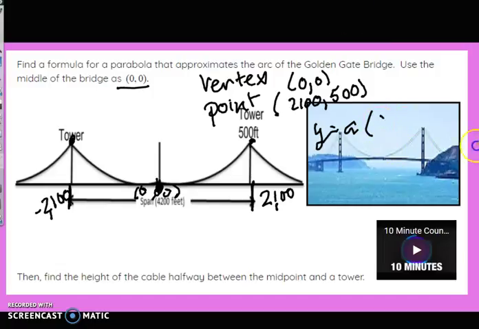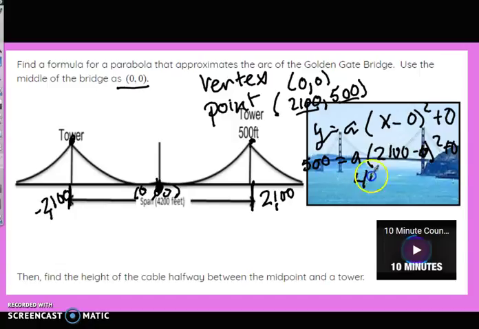Okay, what's my h value? 0. What's my k value? 0. Okay, so now I just need to plug in this point, right? So 500 equals a times 2100 minus 0 squared plus 0. Oh wait. What's 2100 squared? That's a lot. Don't you have to subtract 25? So 2100 minus 0. Not yet. Take it to 0. 4,410,000. Yep, 4,410,000 A equals 500.